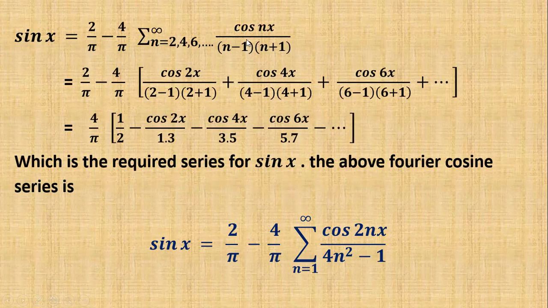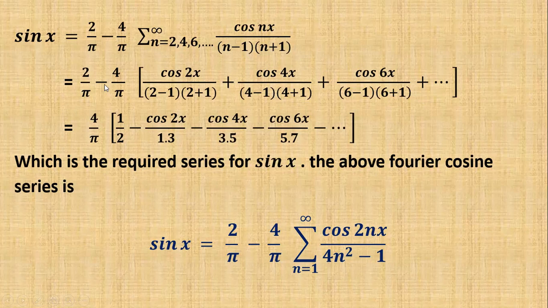First we substitute n is equal to 2. Here 2 by pi minus 4 by pi into, first we can substitute n is equal to 2. So cos 2x by 2 minus 1 into 2 plus 1. Next substitute n is equal to 4. Cos 4x by 4 minus 1 into 4 plus 1. Next substitute n is equal to 6. Cos 6x by 6 minus 1 into 6 plus 1 plus so on.